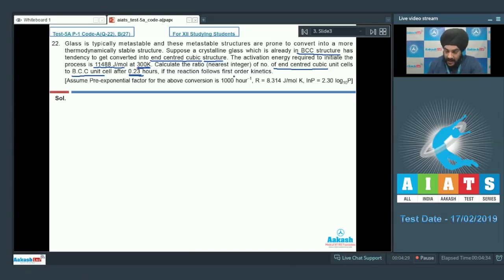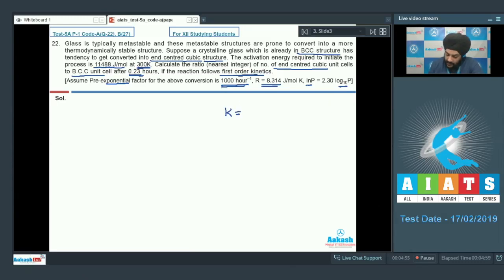It is given to us that the reaction follows first order kinetics. Some additional information is given to us which will be required for solving this question. We have been given that the pre-exponential factor is equal to 1000 R inverse. The value of R and the conversion of ln to log is given to us. So let us first try and figure out the rate constant K.